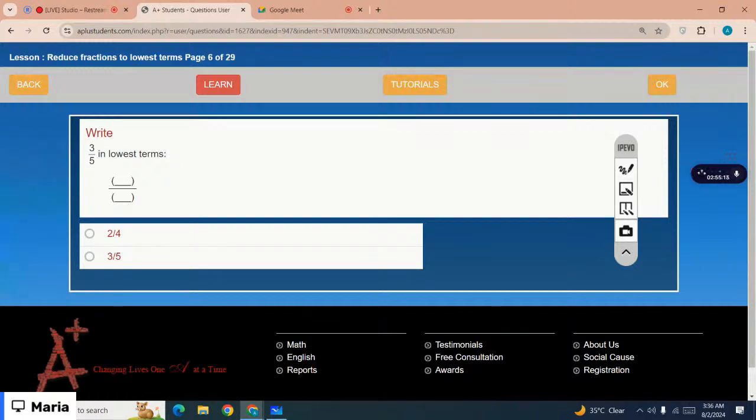Write 3 by 5 in lowest terms. So, which is the correct option? 3 by 5 is already in the lowest term, right? The correct option is 3 by 5. Option number 2 is the correct option.